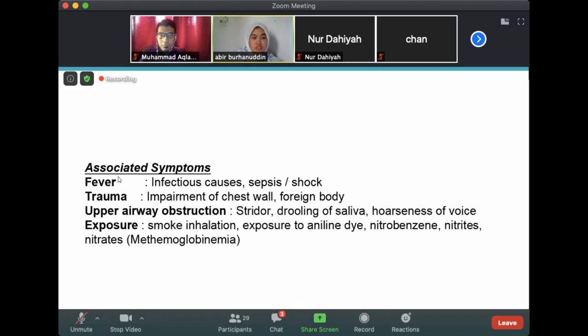Then for associated symptoms, we can ask about fever, suggesting an infectious cause or sepsis. Then any trauma, impairment of the chest wall, foreign body, or upper airway obstruction, like when they have inspiratory stridor, drooling of saliva, or hoarseness of voice that suggests epiglottitis. Then exposure to any harmful particle: smoke inhalation can cause carbon monoxide poisoning, and exposure to aniline dye, nitrobenzene, and nitrates. These nitrate-derived substances can cause methemoglobinemia.